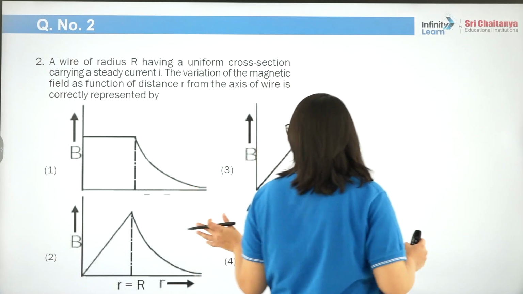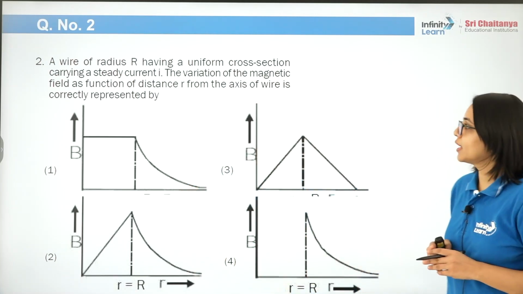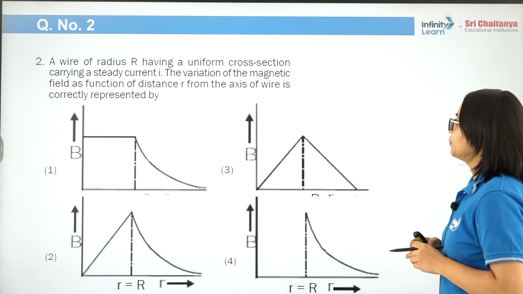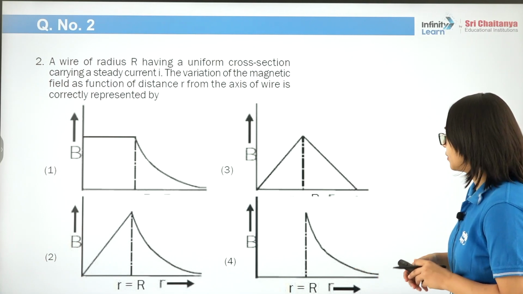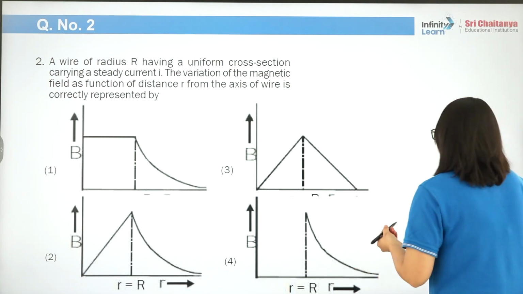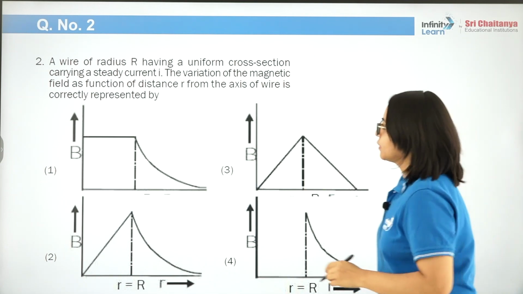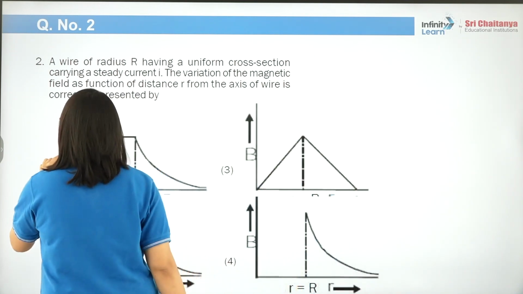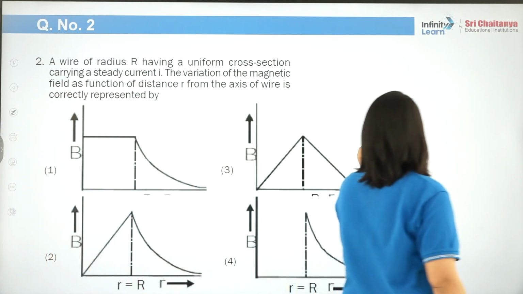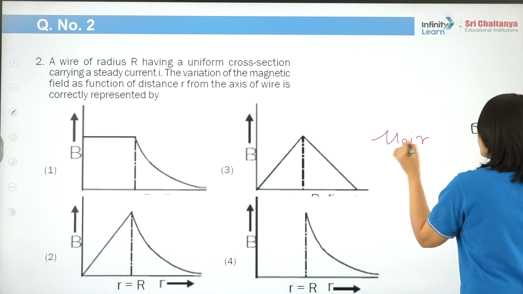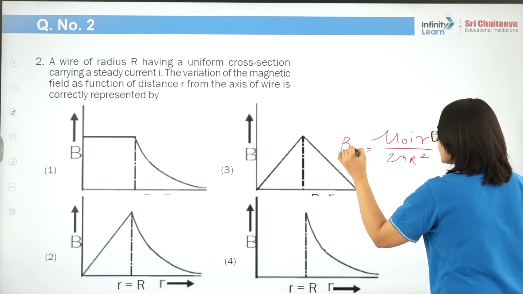Next is question number 2. We have a wire of radius r having a cross section carrying steady current I, and we need to find the correct representation of magnetic field versus r. So when the point is inside the wire, magnetic field over here is given as mu naught I r upon 2 pi r square, when the point is inside.